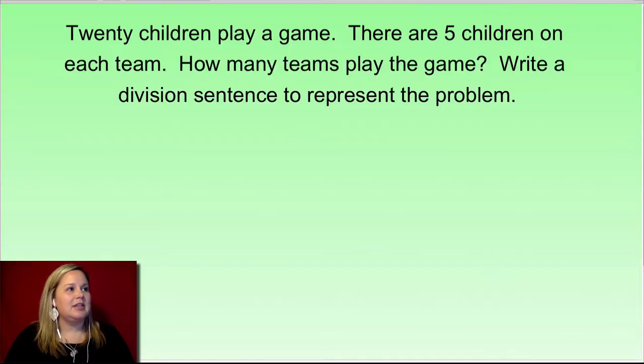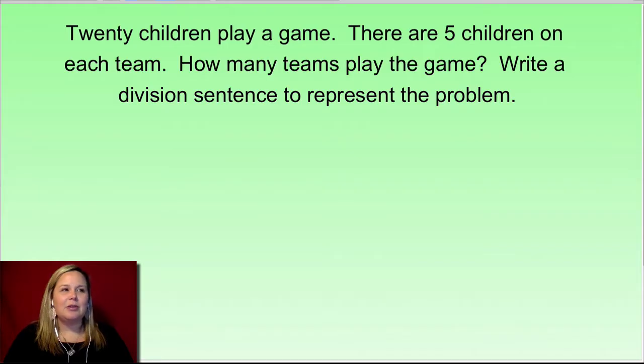So the first thing that I have for us is we are going to solve a math problem. It said 20 children play a game. There are 5 children on each team. How many teams play the game? Write a division sentence to represent the problem.